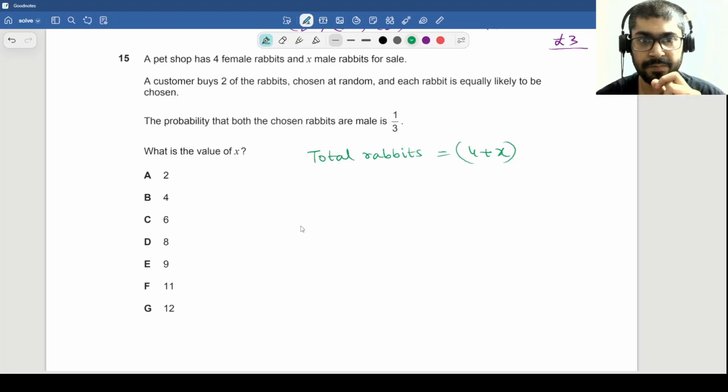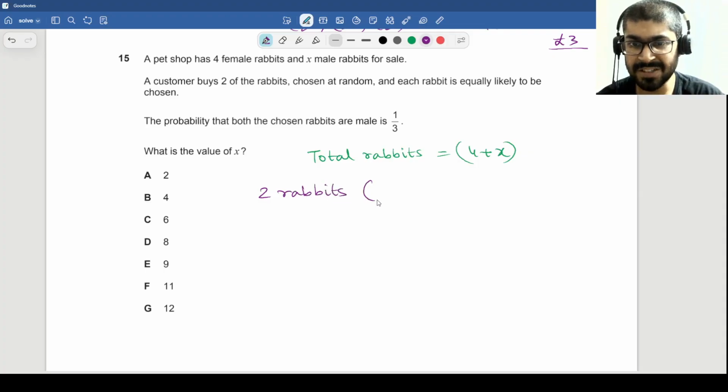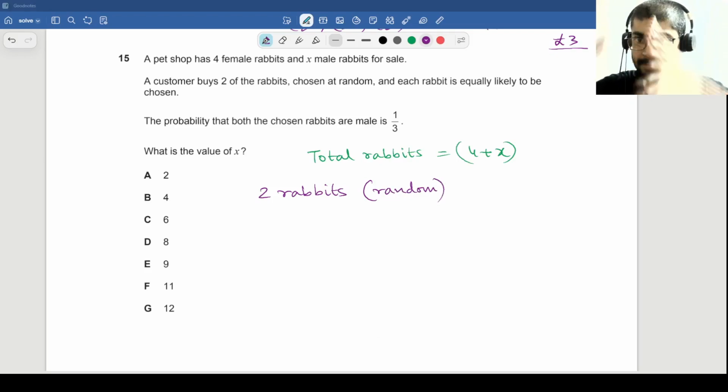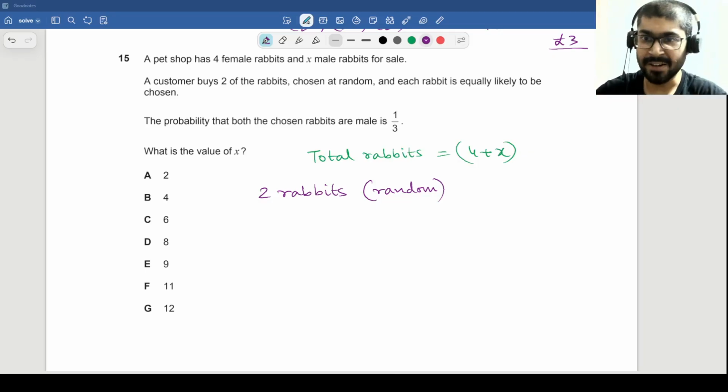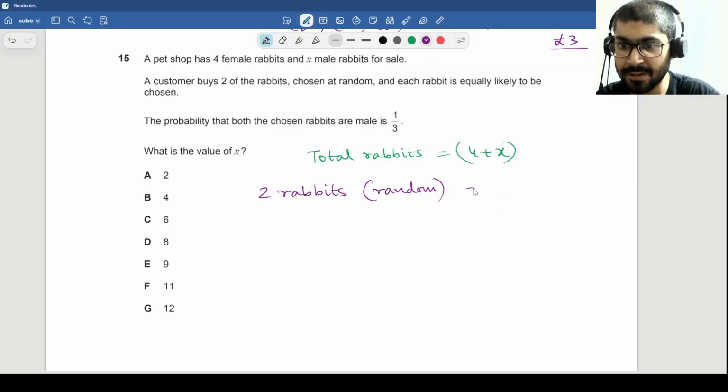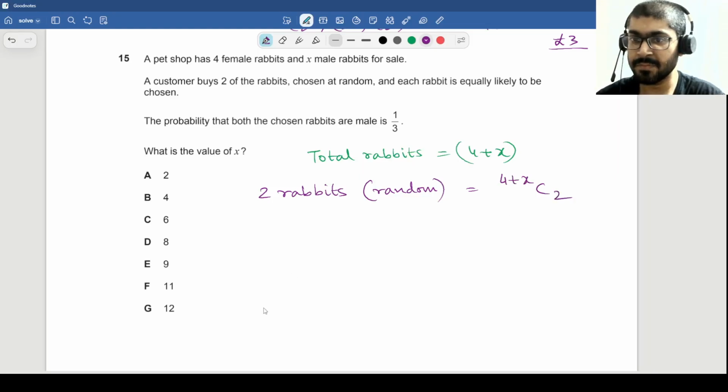Now, in how many ways can you choose 2 rabbits? These are random. I'm just putting my hand in the rabbit basket and picking up 2 of those. Like I pick them up and check them against the light like Simba in Lion King. And what do I find? I find that the number of ways I can do that is (4 plus X) C 2, right? Choosing 2 out of 4 plus X.